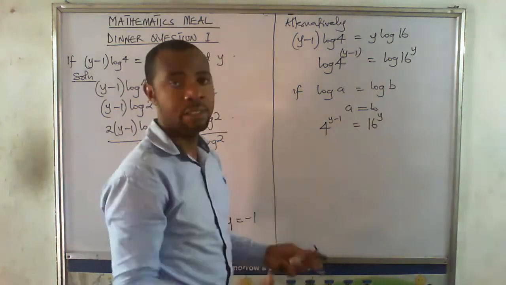I can write 16 in powers of 4. So we have 4 raised to power y minus 1 equals 4 raised to power 2y, because 4 raised to power 2 will give me 16. The bases are the same, that means the powers are equal. So y minus 1 equals 2y. So minus 1 will give me 2y minus y. Minus 1 is equal to y. So y is minus 1. Whichever approach you decide to take, you arrive at the same result.